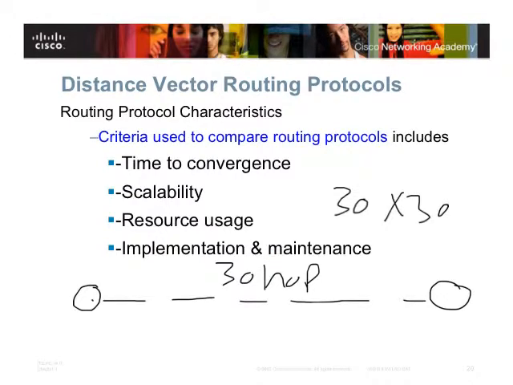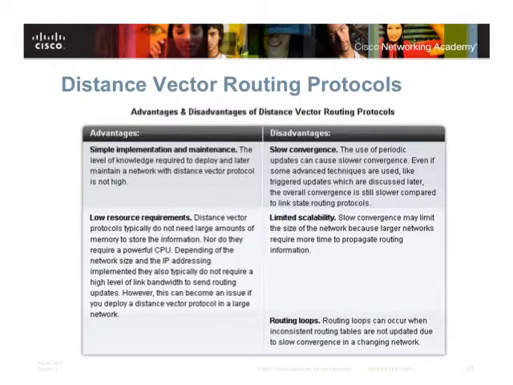So the implementation is more complex and it requires a little bit of maintenance, a little bit of update every now and then. So in that case, of course, RIP will be much more attractive compared to a more complicated routing protocol like EIGRP or something. So this criteria is what we normally use.